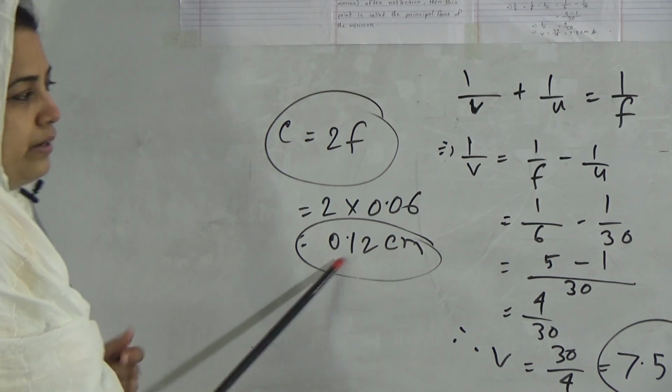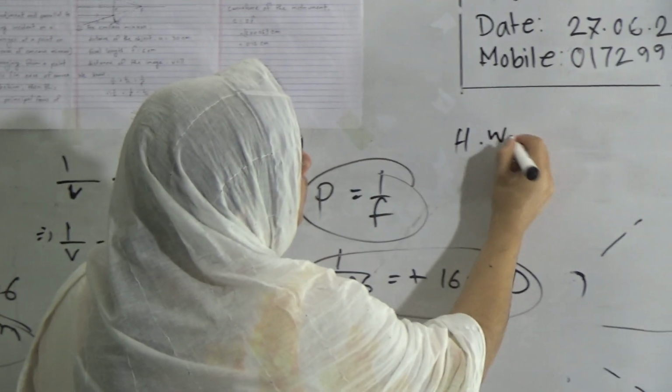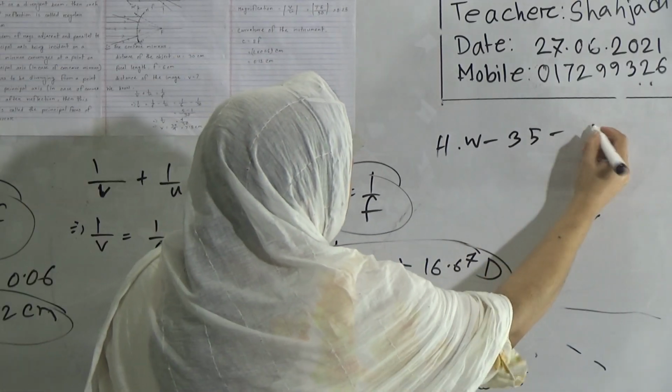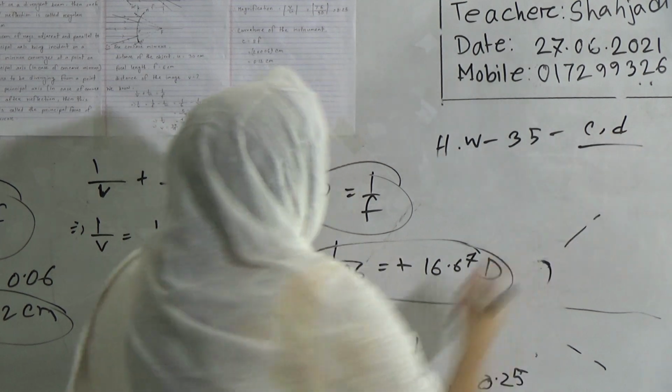Okay, my dear students, I hope all of you have understood our today's topic, and your today's SW number is 35, and C and D is your SW.